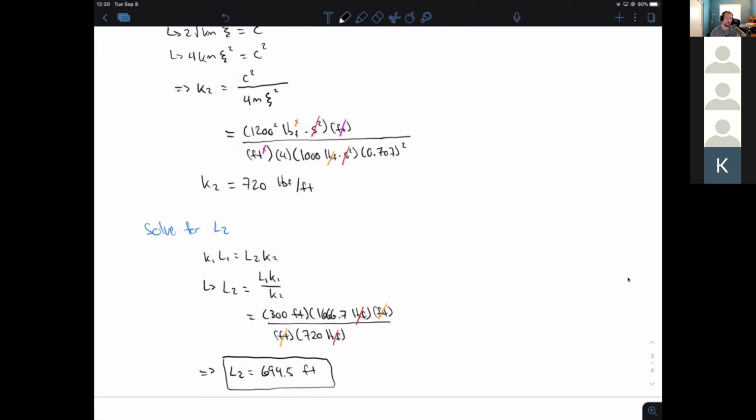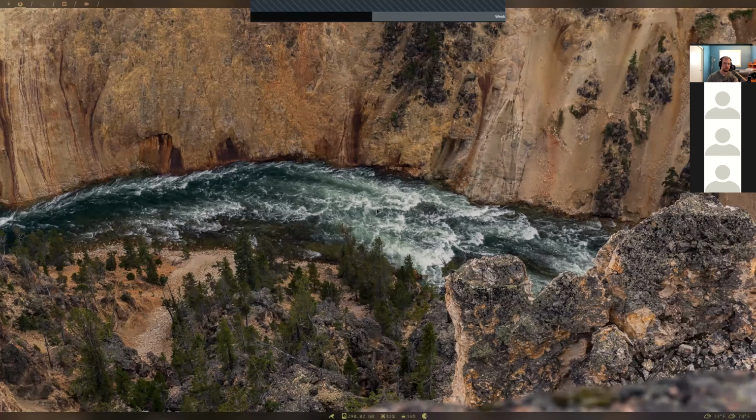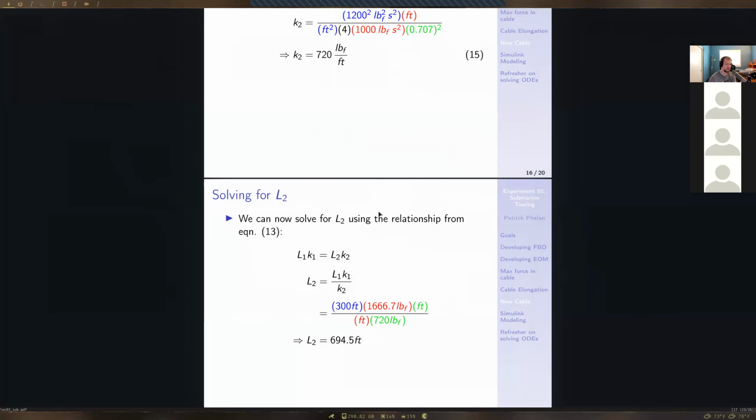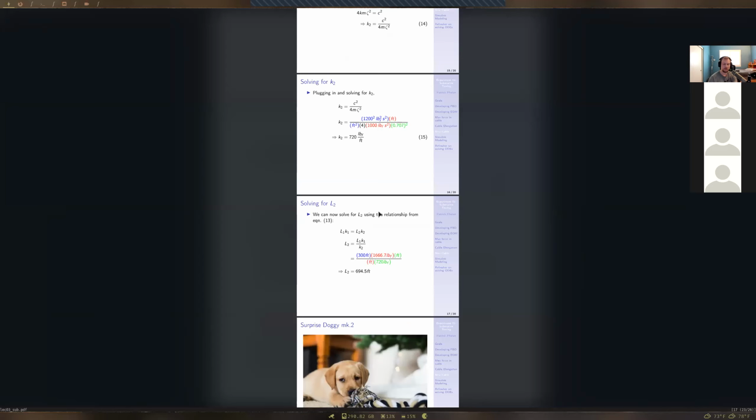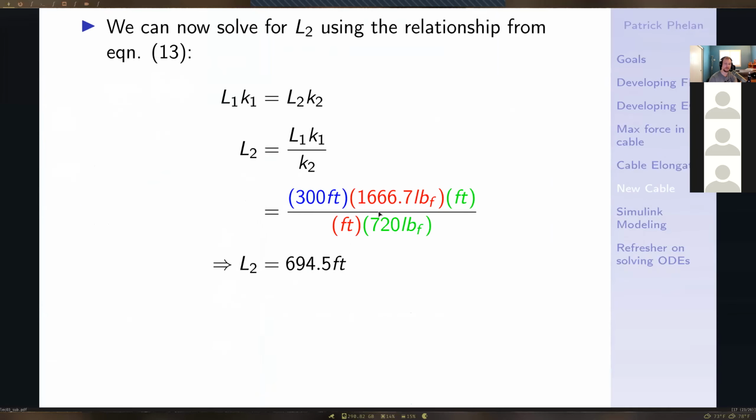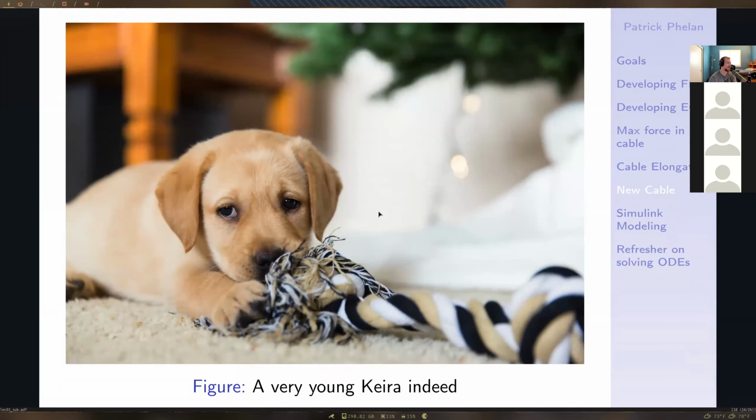But before we do that, we have another surprise doggy slide. So let's show you that. Okay, there's the surprise doggy when she's really little. And yes, a very young Kira indeed. This was right around when we got her, around Christmas time, 4 years ago now.